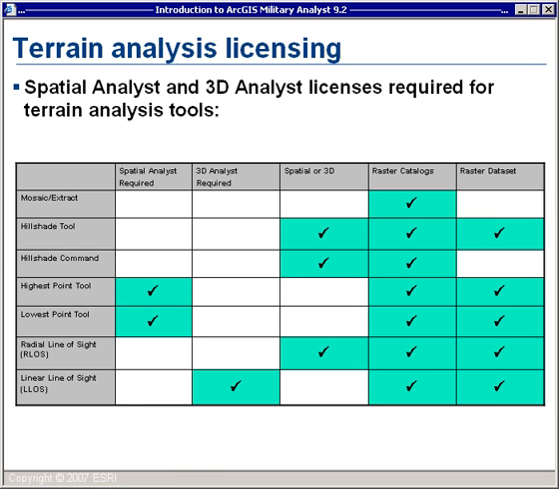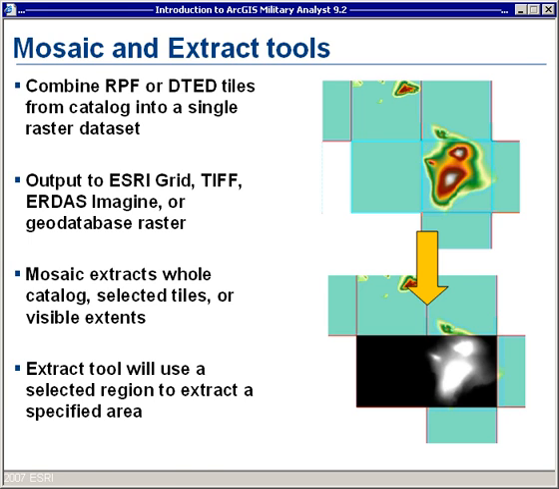Okay, let's actually take a look at the terrain analysis tools that come with Military Analyst, starting with Mosaic and Extract. These tools will take an RPF or DTED catalog and combine the individual tiles into a single raster dataset. You can create an ESRI grid, a TIFF file, ERDAS Imagine, or a geodatabase raster from the catalog specified in the Layers dropdown on the Military Analyst toolbar.